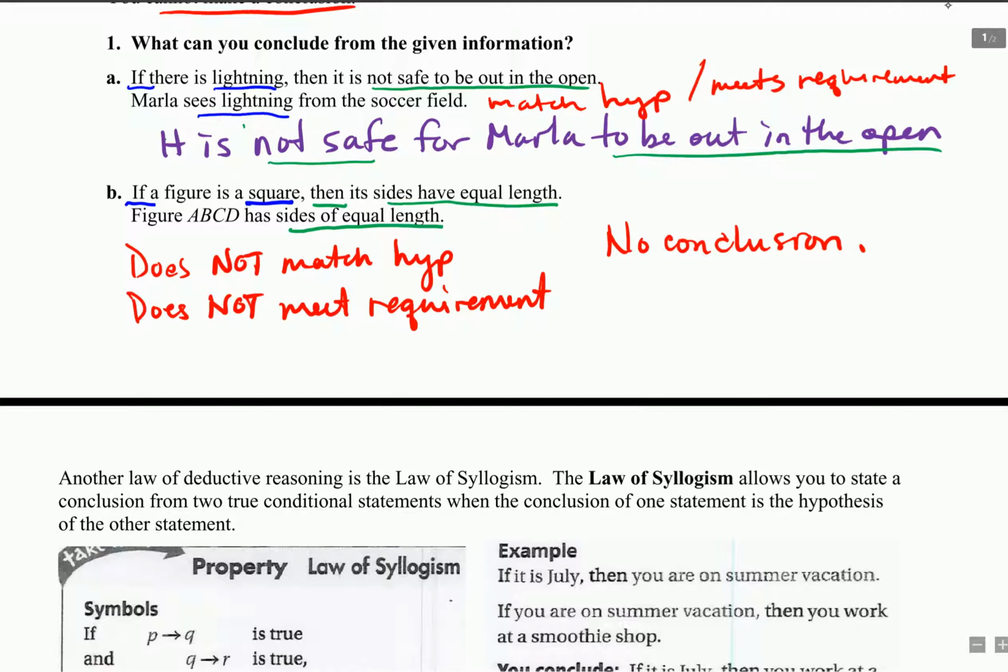So we can make a conclusion. We have matched our hypothesis. We have met our requirement. We can make a conclusion. And what is our conclusion? It's not safe to be out in the open. So it is not safe for Marla to be out in the open.